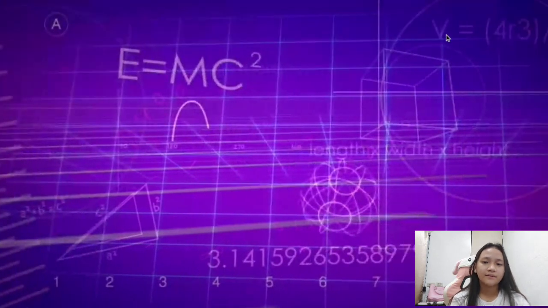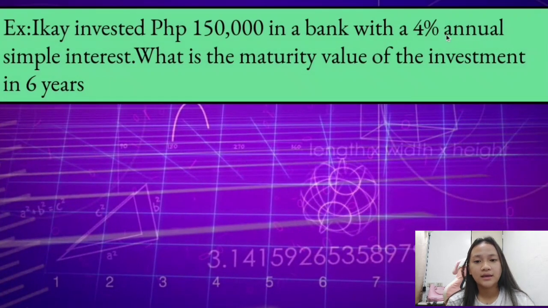And next, Ika invested 150,000 in a bank with a 4% annual simple interest. What is the maturity value of the investment in 6 years? So here, we will find the maturity value. Before we find the maturity value, we need to get the interest first. So the formula of interest is I is equals to P times R times T.